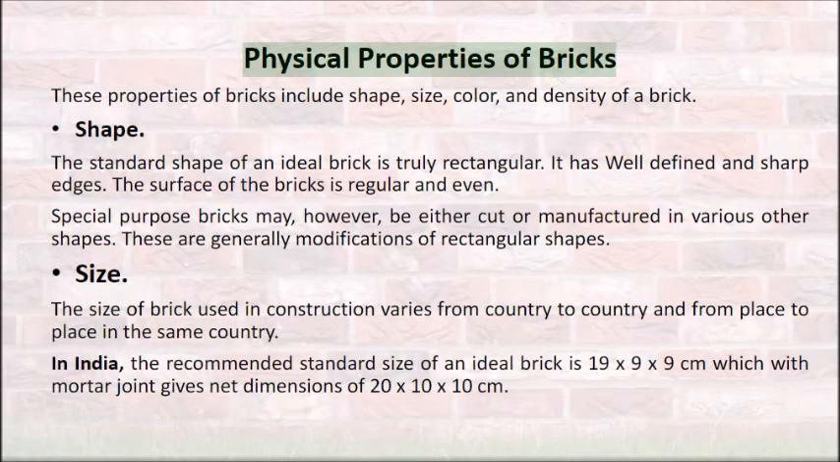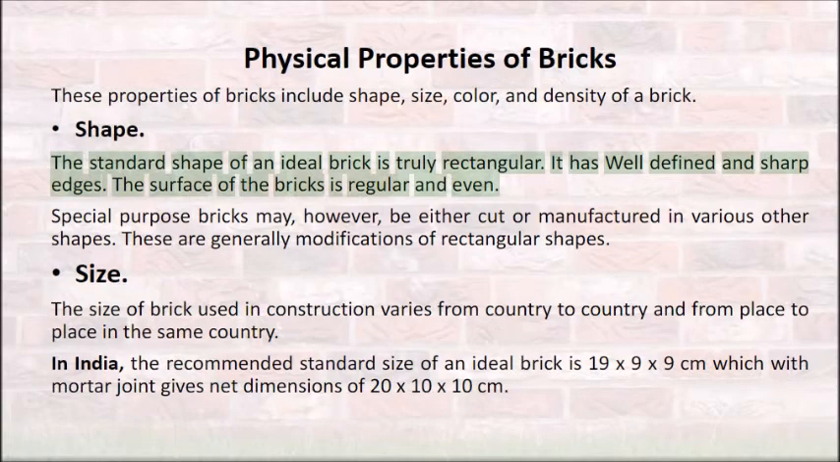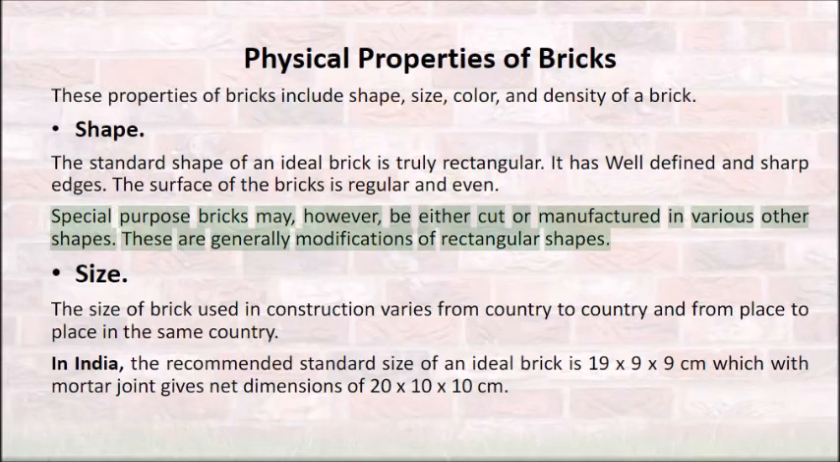Physical properties of bricks. These properties of bricks include shape, size, color, and density of a brick. Shape. The standard shape of an ideal brick is truly rectangular. It has well-defined and sharp edges. The surface of the bricks is regular and even. Special-purpose bricks may, however, be either cut or manufactured in various other shapes. These are generally modifications of rectangular shapes.